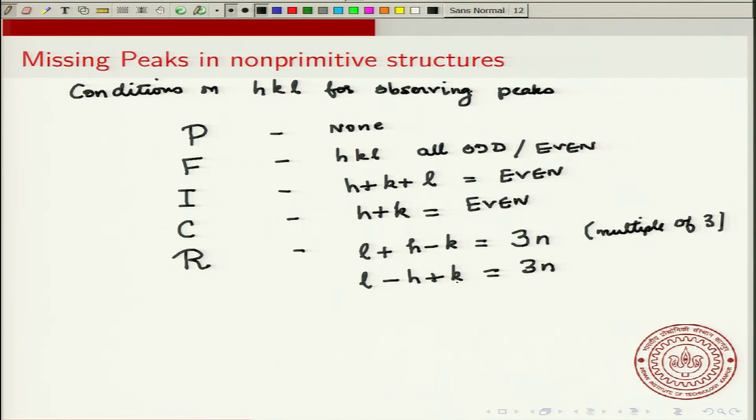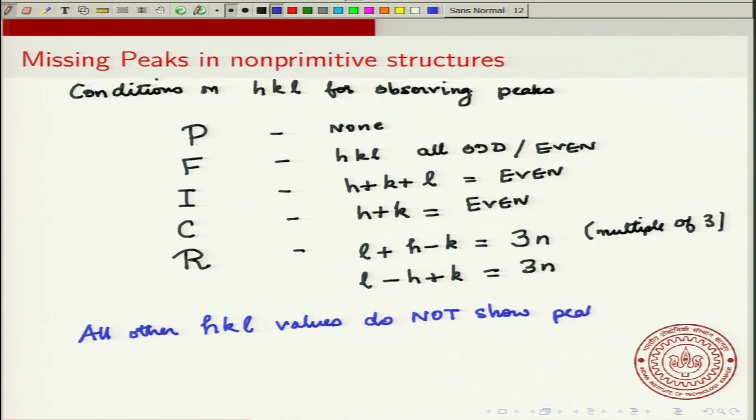So, I would expect you to know all these rules, because these are very quick. If you know these rules, you can quickly apply them to say whether the peaks are present or not, and so all other peaks are missing in non-primitive structures. So, all other hkl values do not show peaks in the diffraction pattern.